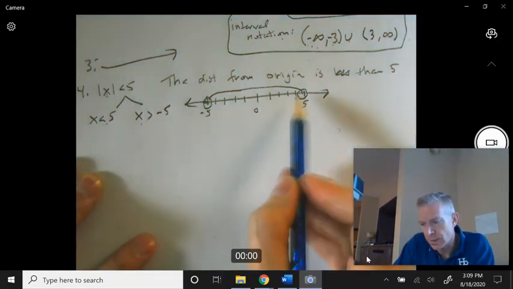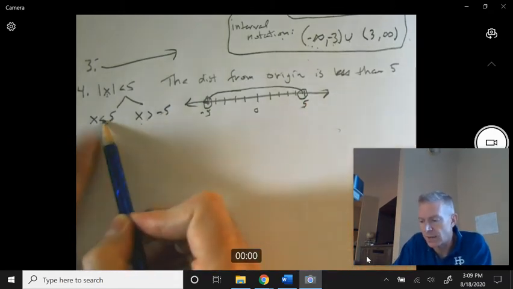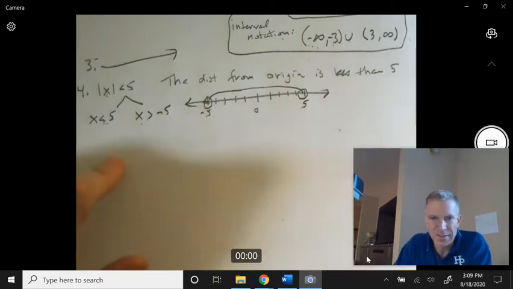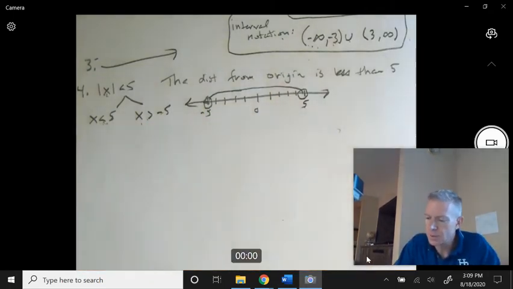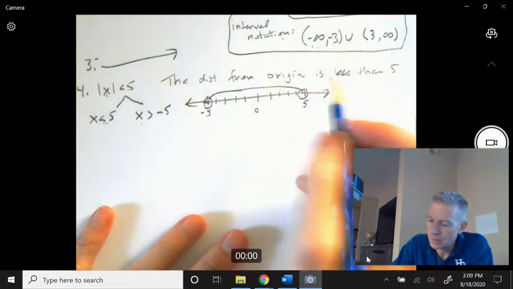It can't just satisfy this one or this one. This would say everything less than 5, whoosh. This one greater than negative 5. It would be everything on the entire number line. It would be all numbers. But it actually has to satisfy both, which is why we've got an and here.